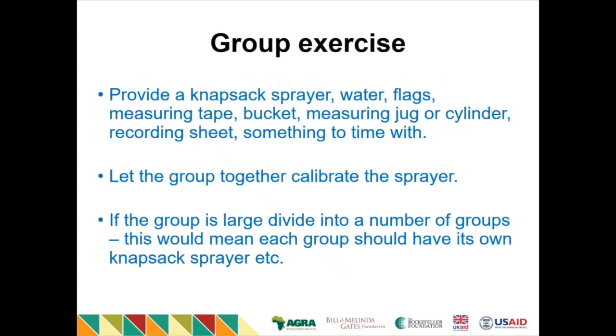One of the easiest ways to do this as a trainer is to run a group exercise with the people that are being trained. What you would need for this is, of course, a knapsack sprayer. You would need water to spray. You would need poles with little flags on, to put at the end of the 10-meter strip. Preferably a measuring tape to measure out the 10 meters. Like it was shown in the animation video, you would need a bucket and a measuring jug or measuring cylinder, and you would need somewhere to record this information.